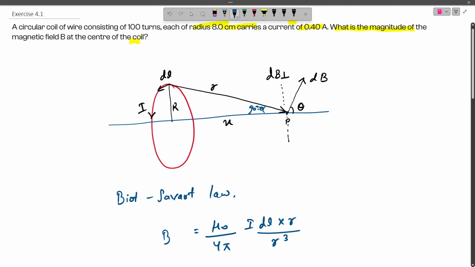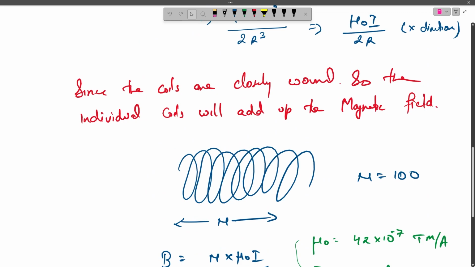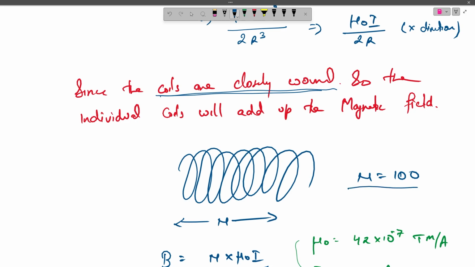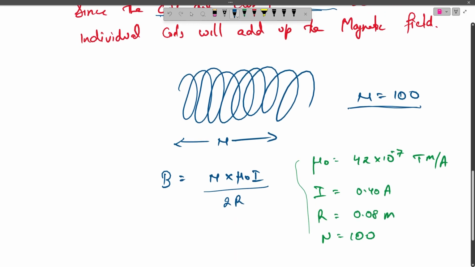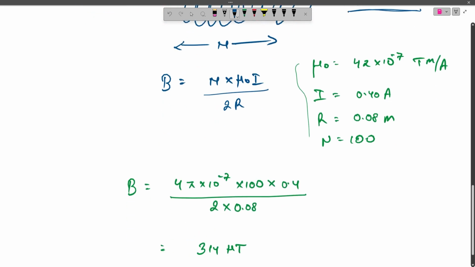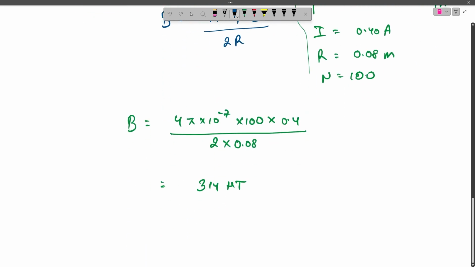Now also here it has been given that there are 100 coils. We have assumed here that the coils are closely wound or closely packed, so the magnetic field will add up. Since the number of turns is 100, the magnetic field will be 100 times the magnetic field due to one coil, so B would be equal to n times mu naught I by 2R, and substituting these values we get the value of B as 314 micro Tesla. Thank you.